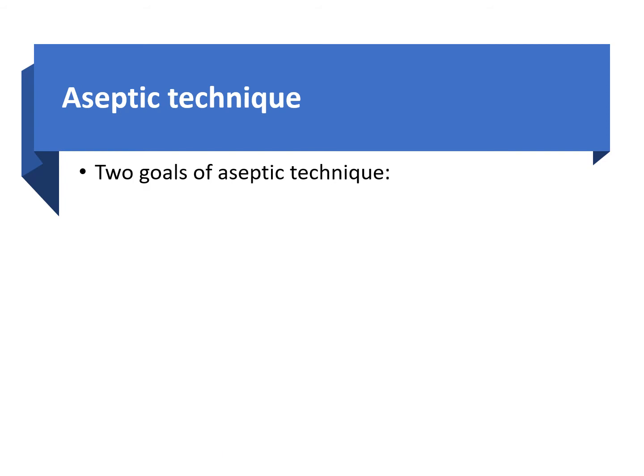Now, what are the goals of aseptic technique? There are two main goals. Number one is we follow those aseptic techniques to protect ourselves, okay? So one of the main reasons we follow those rules is because you want to protect yourself. You don't want to unintentionally get exposed to harmful microbes. And so again, it's all about protecting yourself.